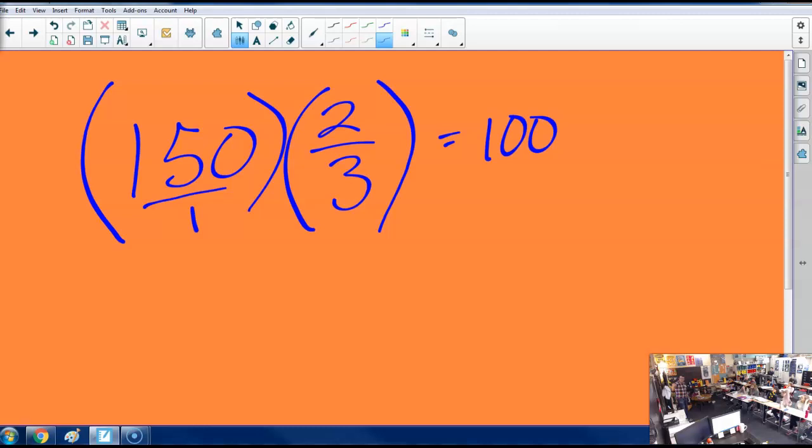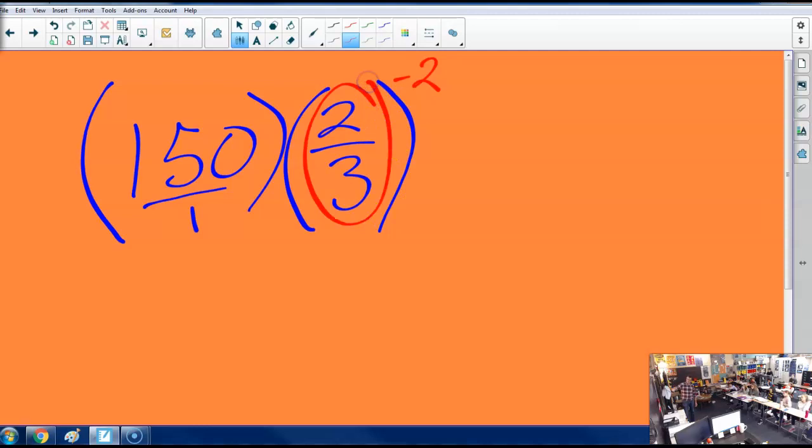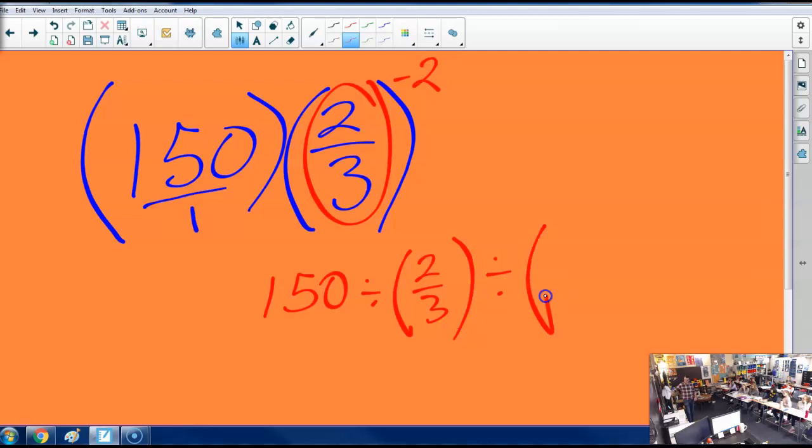But if we put a negative power on here, let's say this actually has a negative second power. That's going to take my fraction and flip it over. Or, if you want to see how this actually works, this becomes 150 divided by 2/3 divided by 2/3. We divide by 2/3 twice.